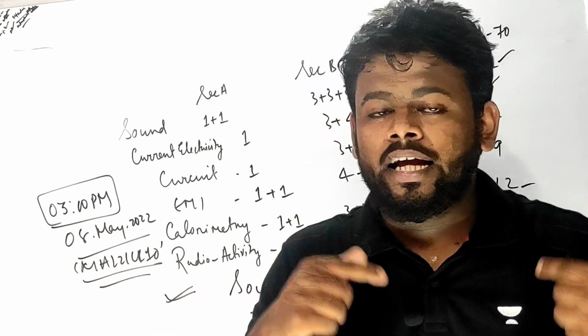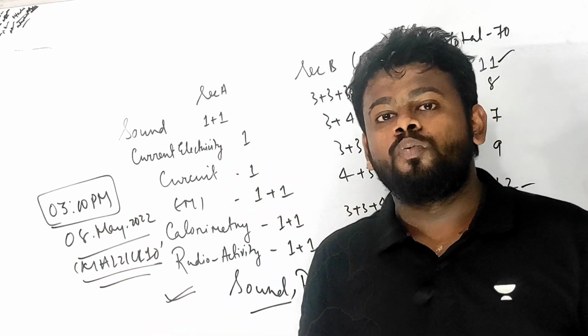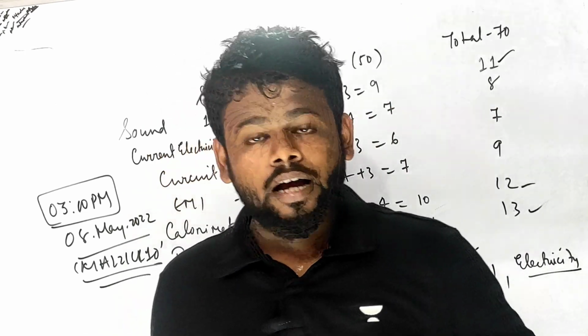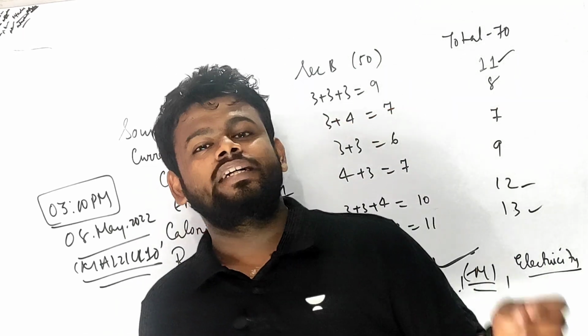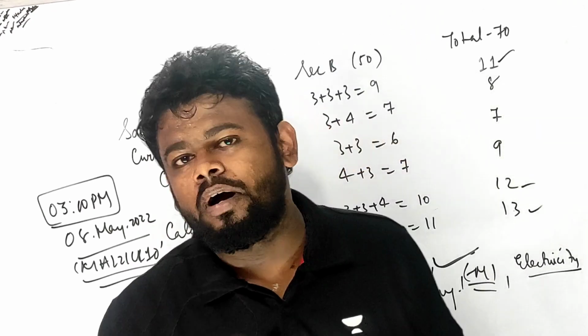Not only that, one more line you have to add, that 1 ampere equals 1 coulomb upon 1 second. Another line you have to write down: ampere is also known as the SI unit of current. This much you have to write down to gain 2 marks, people.